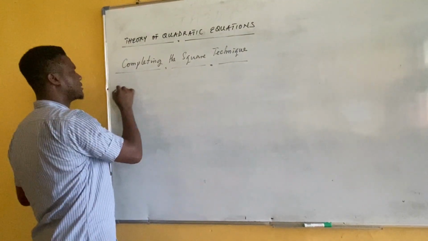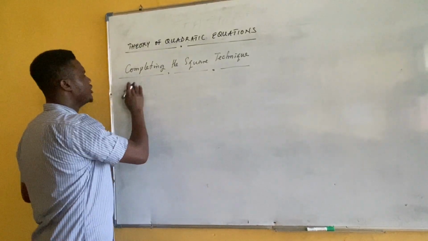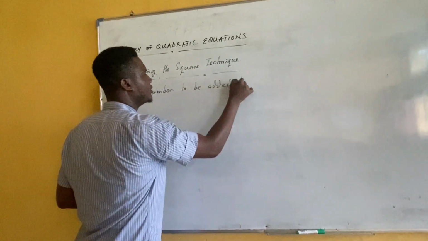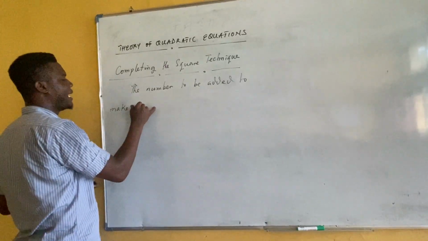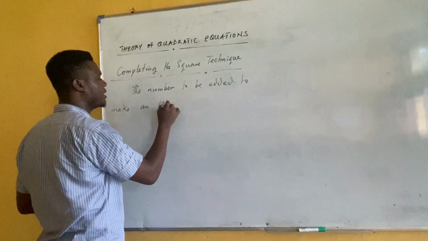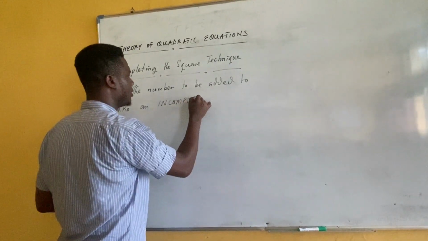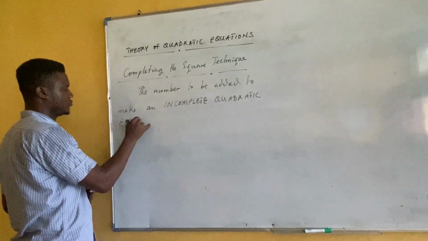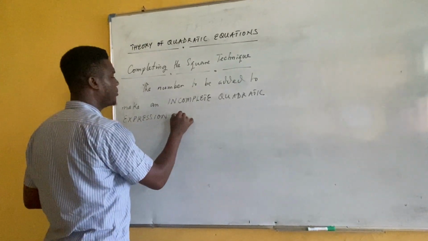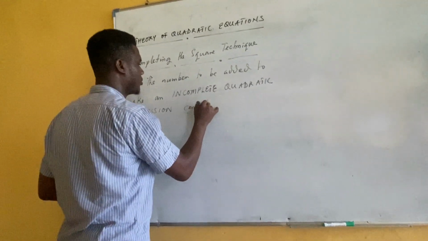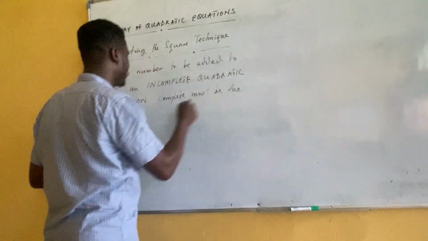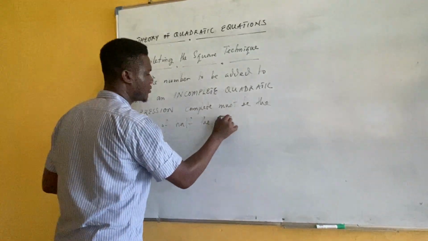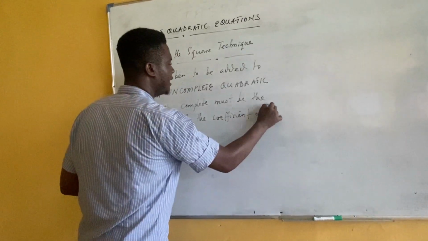The technique states that the number to be added to make an incomplete quadratic expression complete must be the square of half the coefficient of the linear variable.